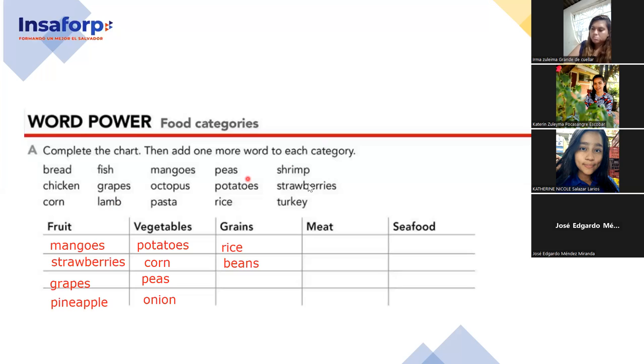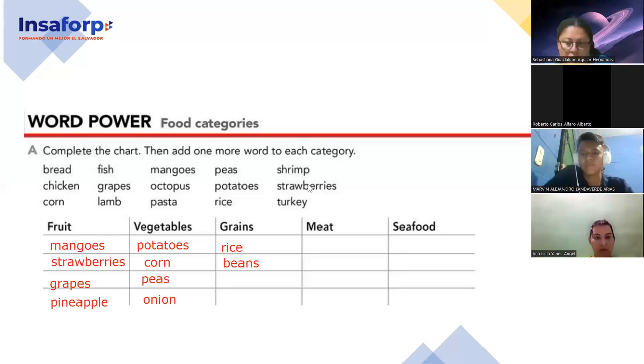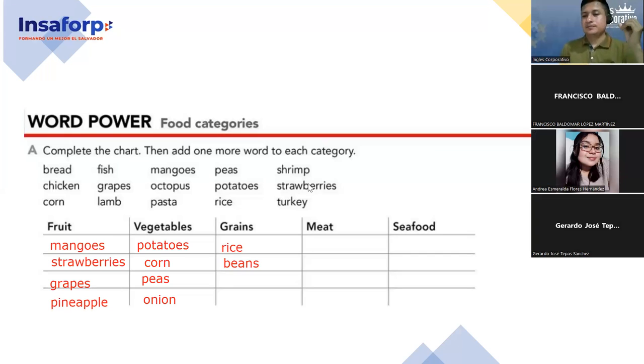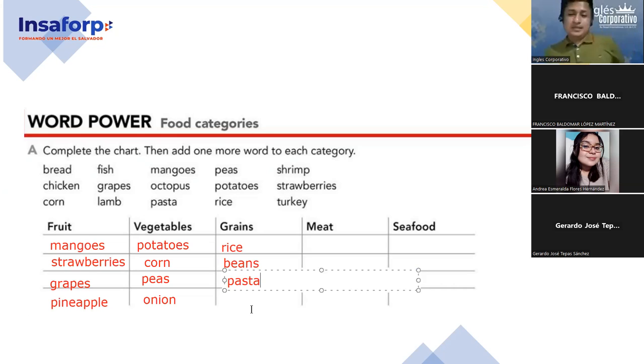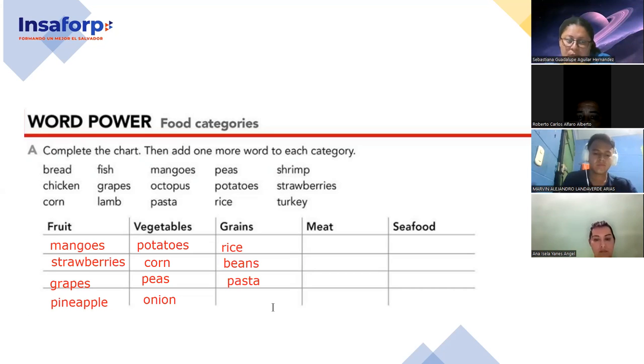Do you need help? Pasta. Oh, that is correct. Very good. Pasta. That's good. What else? Lamb. Oh, lamb. Lamb is an animal or is a vegetable or is like grains? Seafood. Meat. Yes, it's meat. Right, very good.